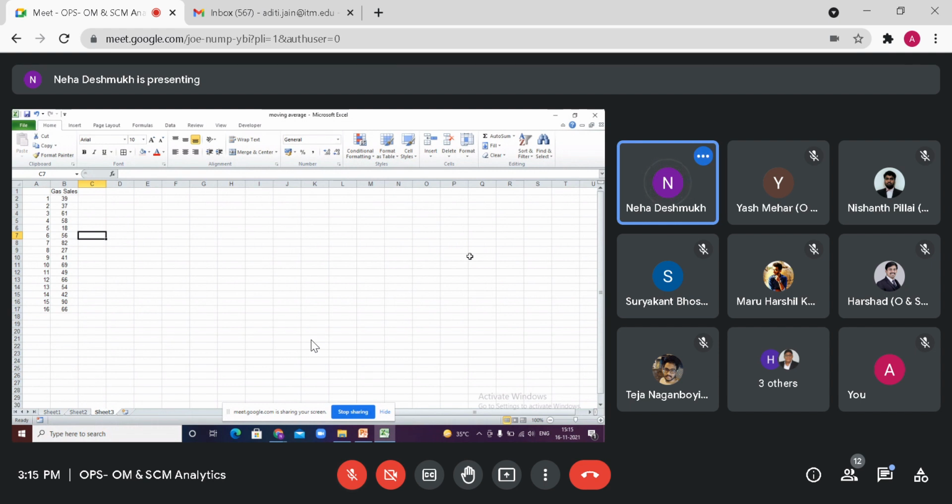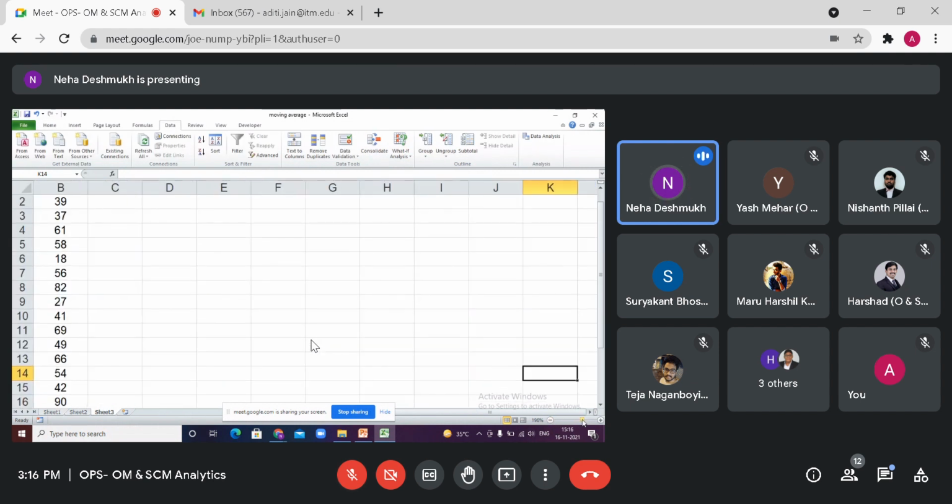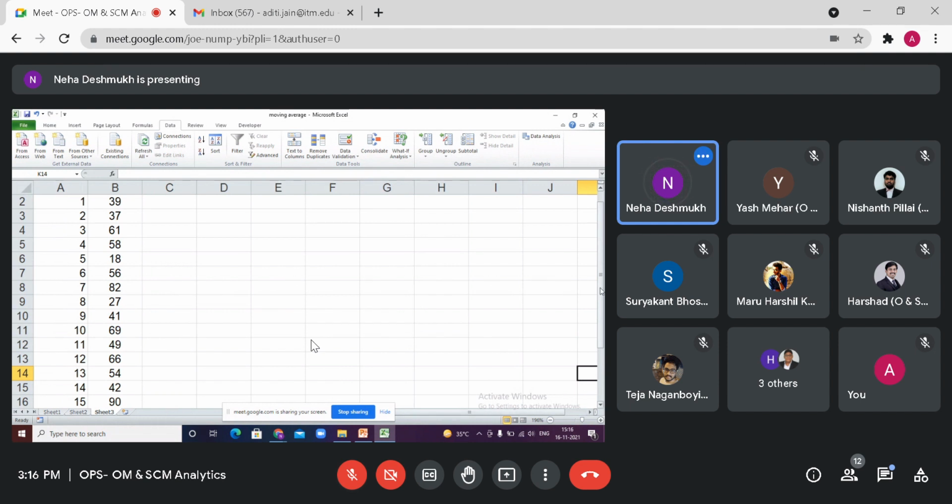So exponential smoothing with a smoothing constant: you can calculate it by the smoothing factor, either 0.2 or 0.3. You can calculate it directly. Let's suppose the smoothing factor is 0.2.